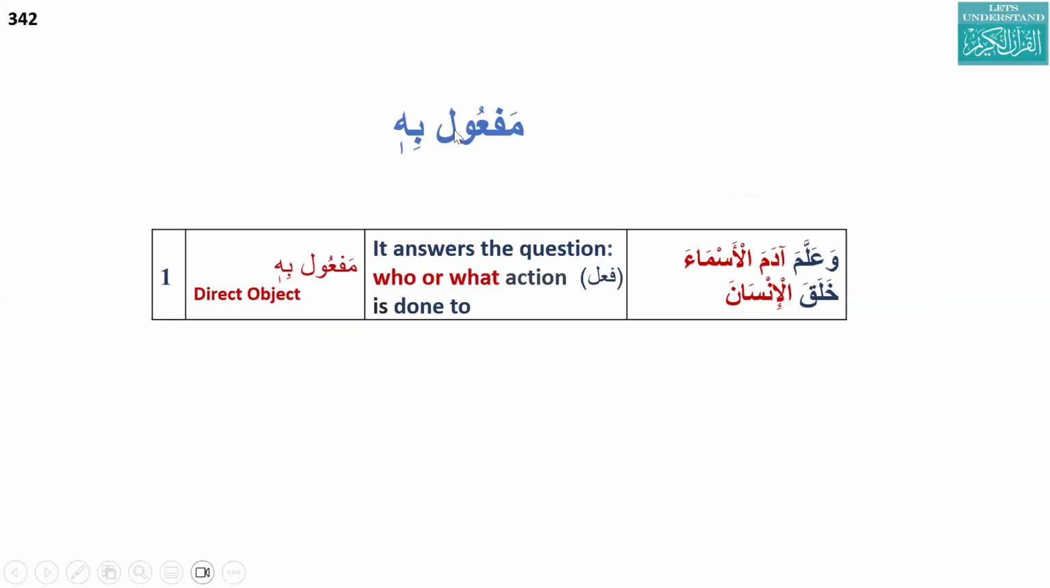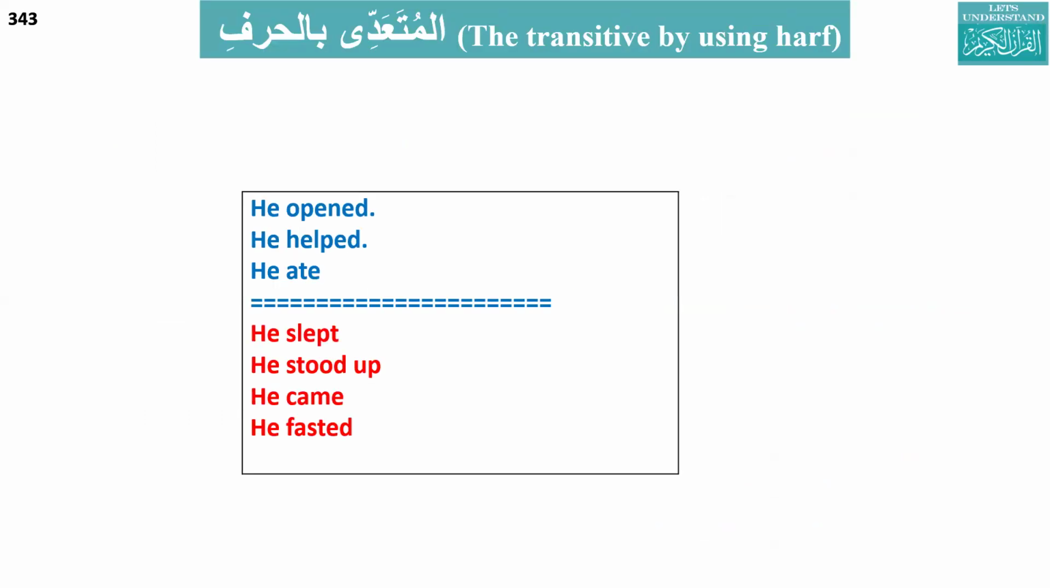It answers the question of who and what. And we have seen after that there are two types of sentences that can come here. One type of sentence needs any maf'ul bihi. So if they take maf'ul bihi, it means they can be changed into passive voice, and such verbs are called transitive verbs. And which does not take maf'ul bihi and cannot change into passive voice, they are called fi'lul lazim or intransitive verbs.